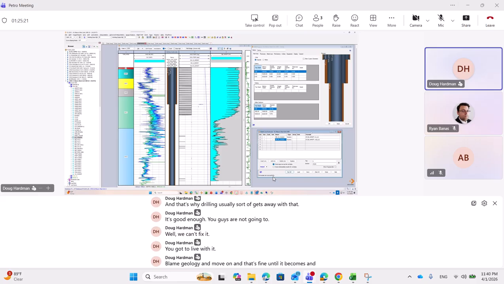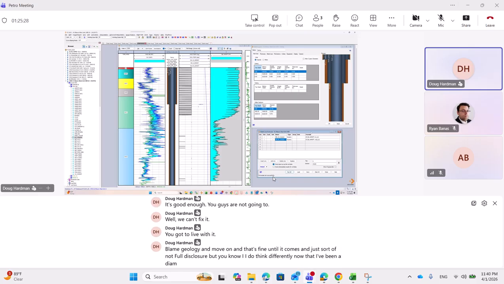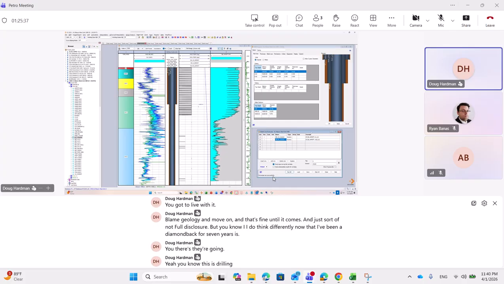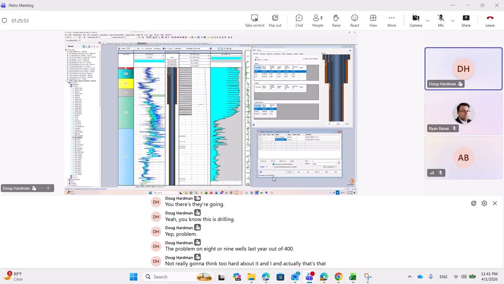Not full disclosure, but I do think differently now that I've been at Diamondback for 7 years. They're going, yep, this is drilling. Yep, problem. The problem on 8 or 9 wells last year out of 400. Not really going to think too hard about it. And actually, that's sort of okay.